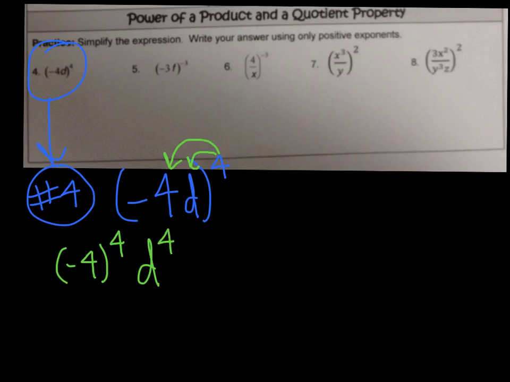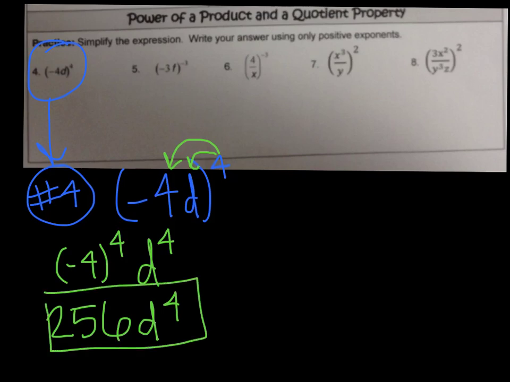Then negative 4 raised to the 4th power, you can type that in your calculator with negative 4 in parentheses, then your little caret top button, which is located underneath your clear button, raised to the 4th power. When we do that in the calculator, we get 256, and then d to the 4th, we can't simplify that anymore because we don't know the value of d. So it just stays d to the 4th, and this is your final answer.